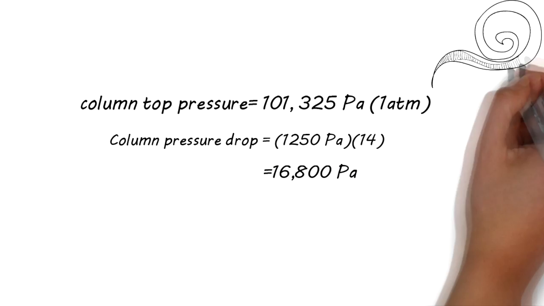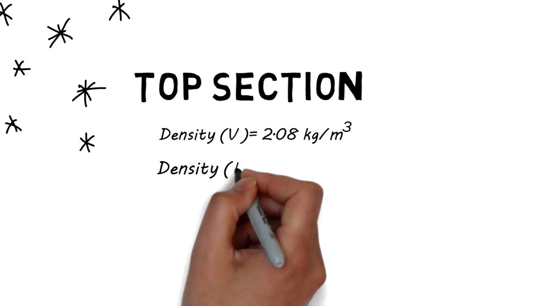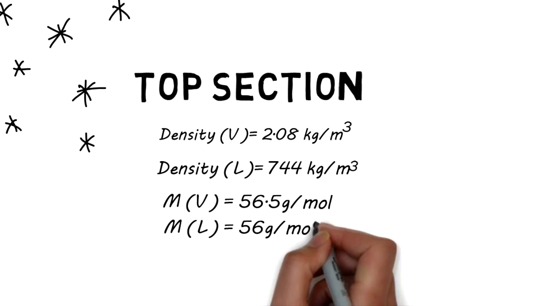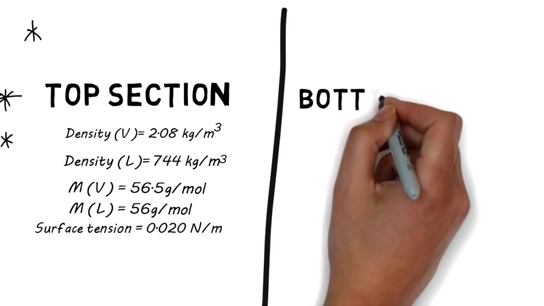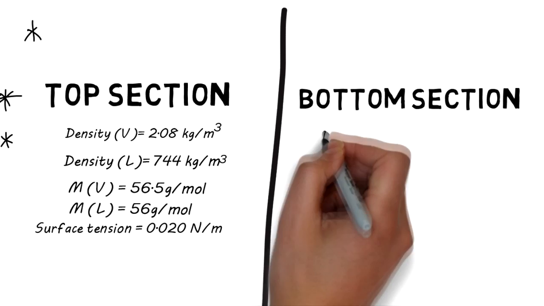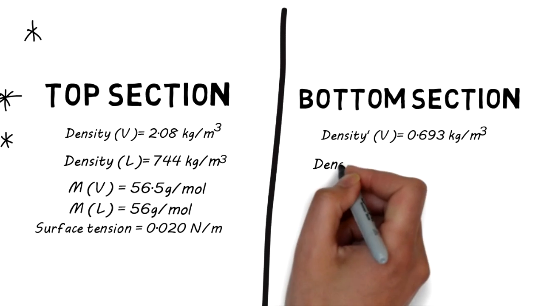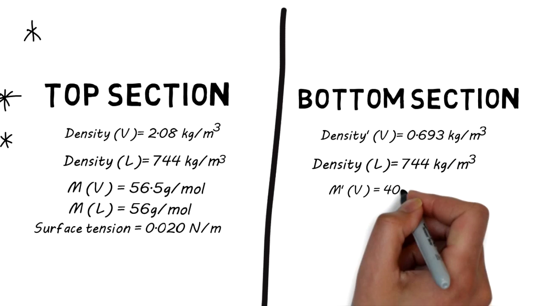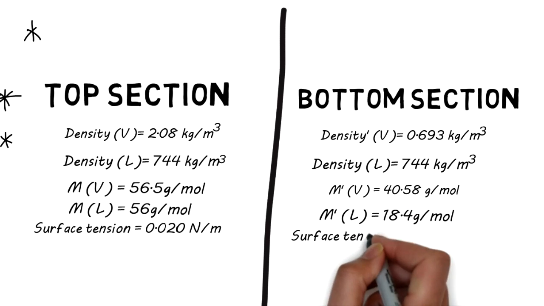For the top section, the following values can be obtained by considering that this section operates at the dew point of acetone and at atmospheric pressure. The density, molecular weight, and surface tension were obtained. For the bottom, properties were obtained using the column pressure drop plus the atmospheric pressure, which is 118,125 Pascal. Using steam table, density for saturated liquid and saturated vapor were obtained. Molar masses and surface tension for vapor and liquid were obtained using component mass balance.